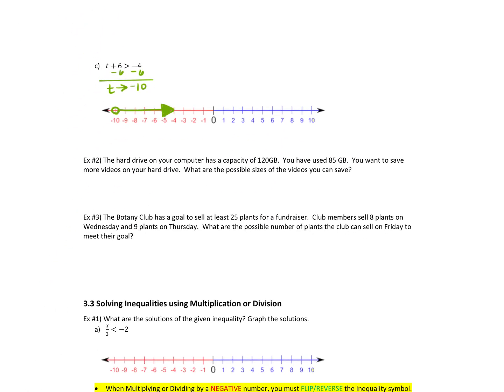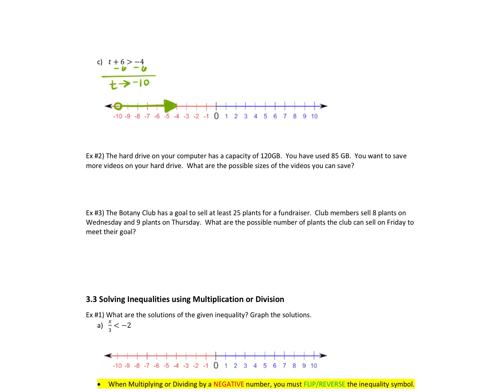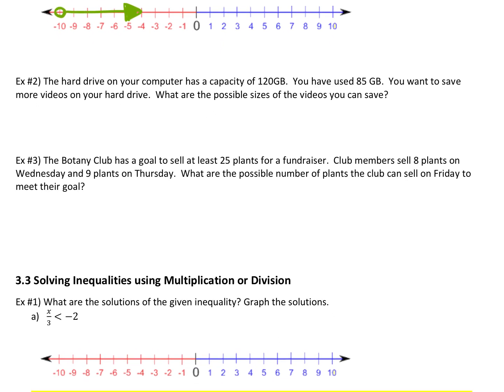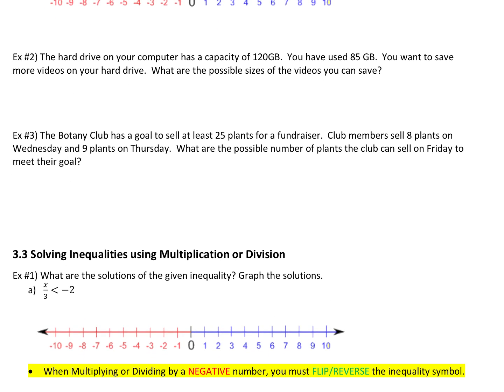The only other thing is throw a word problem in with it. So take a look at these two setups. The first one says the hard drive on your computer has a capacity of 120 gigabytes. You have used 85. You want to save more videos on your hard drive. What are the possible sizes of the videos you can save? So I want you to write an inequality first and then solve that inequality, okay? But I really do care that you can write the inequality that makes sense with it.